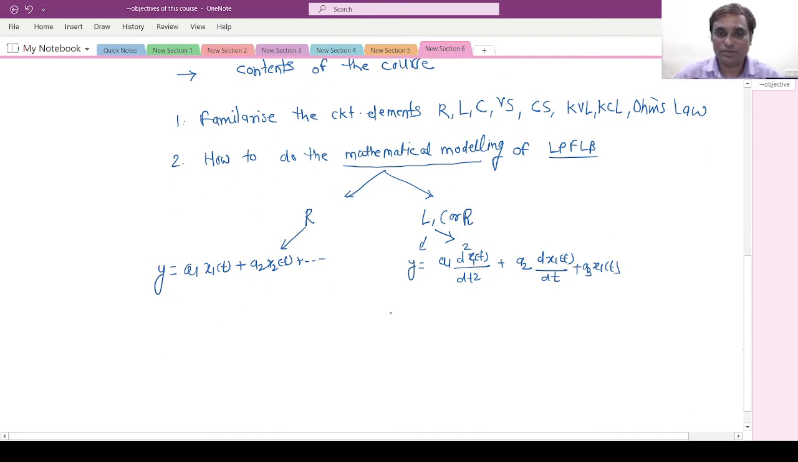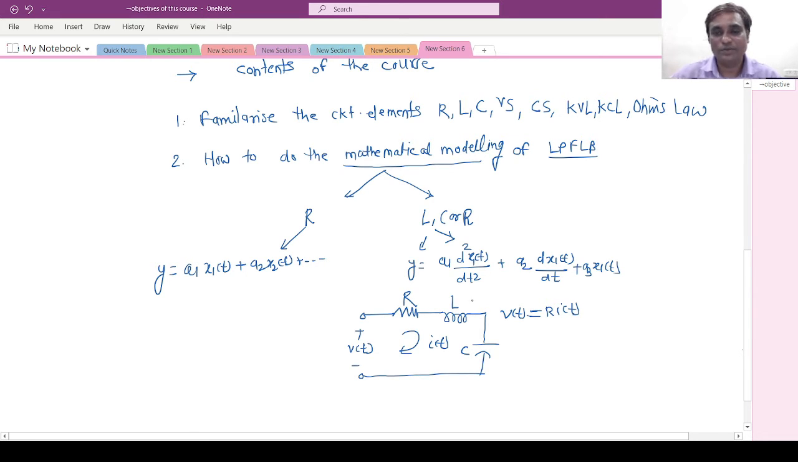To understand, suppose I have a circuit which consists of only a resistor, this inductor and let's say a capacitor. Okay, and to this network suppose I give the excitation V of t, say this is R, L and C, and suppose I of t is flowing through all the elements. So let me do the mathematical modeling for this. How can we do it? Either using KVL and KCL. So let me apply KVL here.